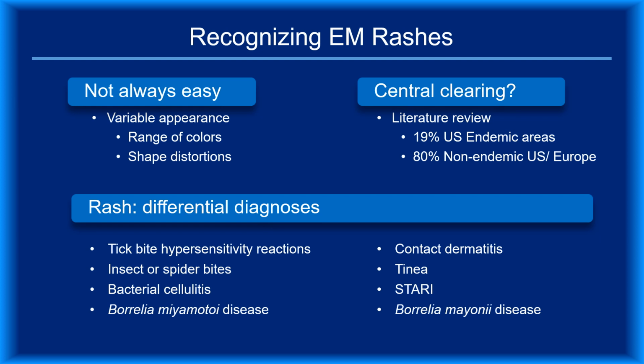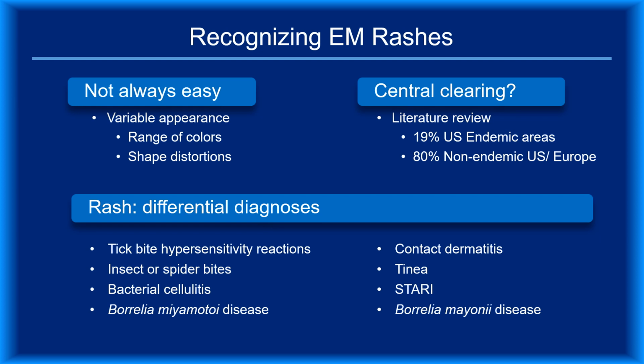A literature review by Tibbles and Edlow focused on the presence or absence of central clearing. They found that central clearing was common in cases from endemic areas of the U.S., but was typically absent in cases originating in Europe and non-endemic areas of the U.S. The authors didn't speculate about the underlying cause of this finding, but perhaps the variation could be related to differences between the infecting Borrelia species and strains. Or could it be that physicians working in endemic areas of the U.S. recognize a wider spectrum of EM rashes than their colleagues in other locales?